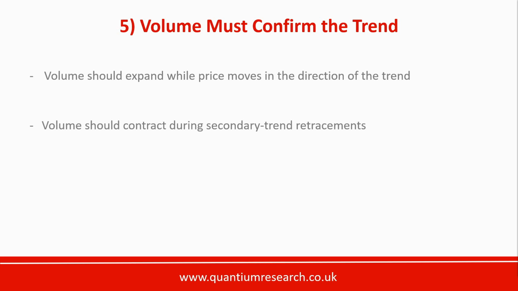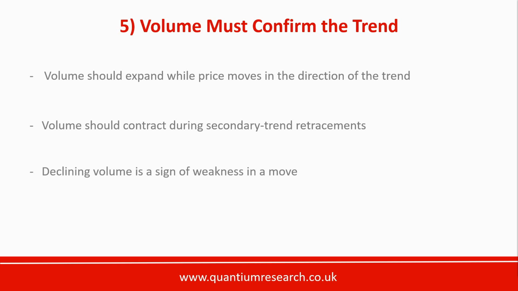Now, in order for us to see volume confirm the trend, it should expand or increase, if you're not familiar with that term, whilst the price is moving in the direction of the primary trend. And it should contract, meaning fall, during any secondary reactions where price is moving against the direction of the prevailing trend. And that's because declining volume is a sign of weakness in a move.